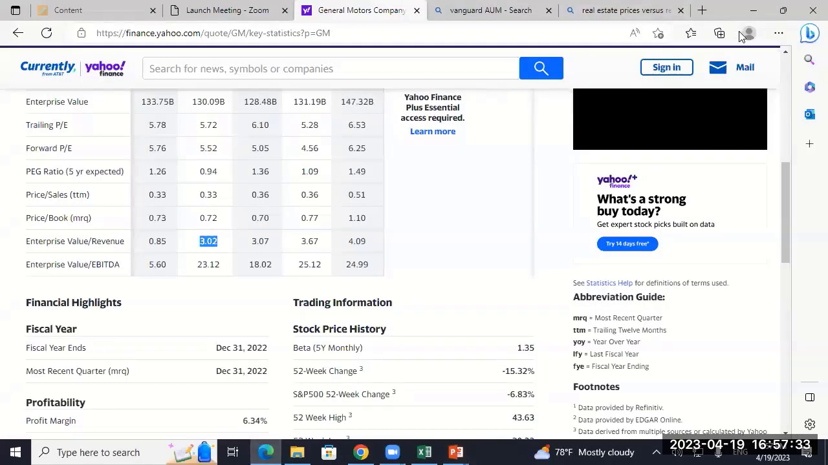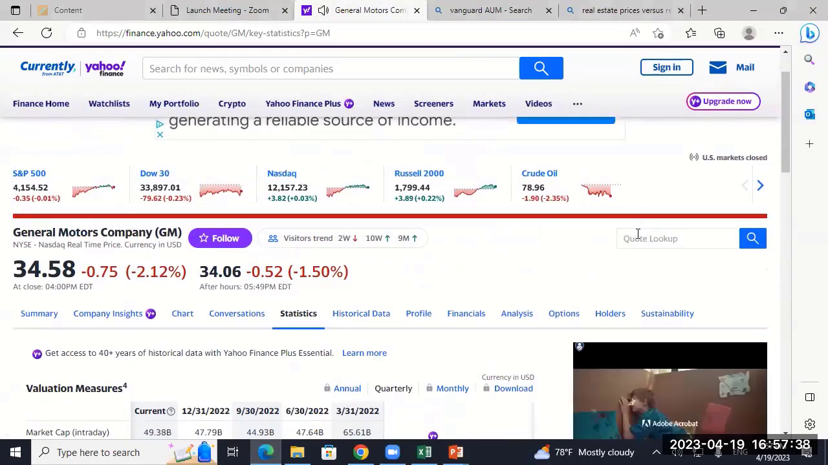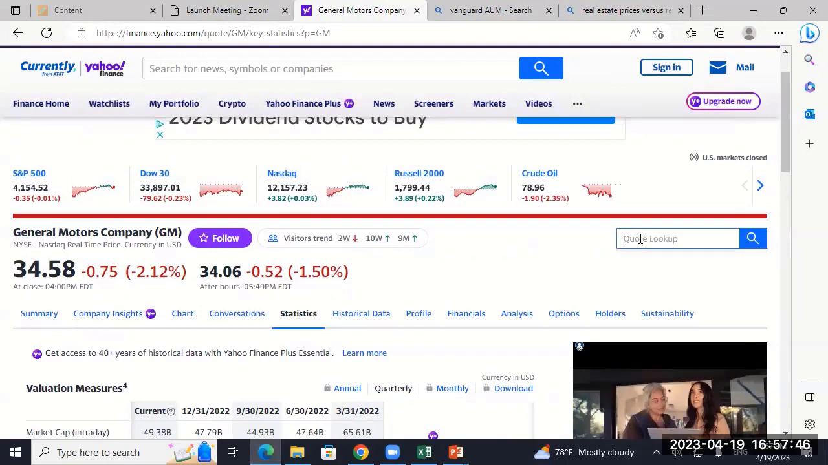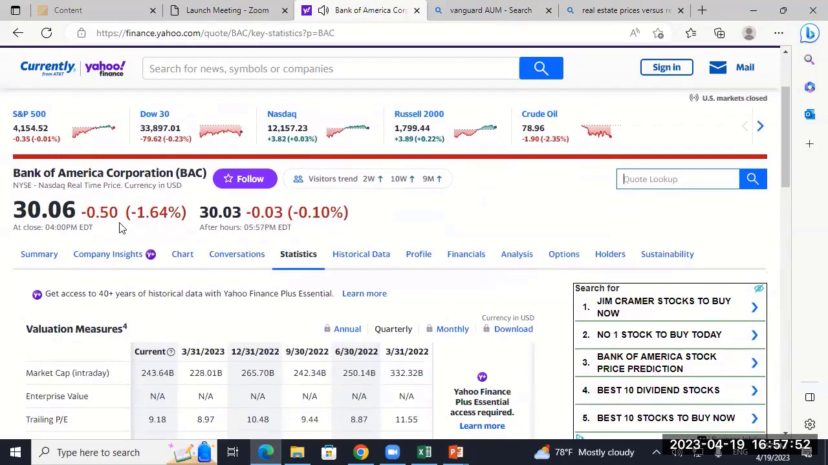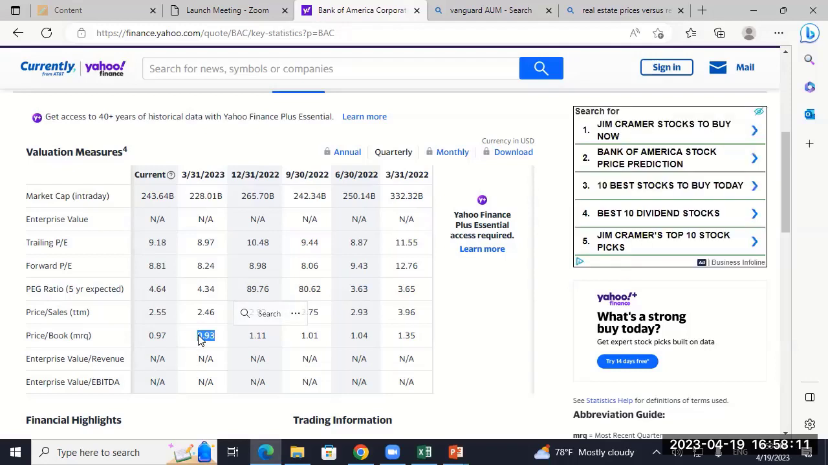Now, it's gotten strange. I grew up in a world where price to books for banks are supposed to be 2-1. That was my first 15 years of my career. If a bank's book value is $1 billion, the bank should be trading for $2 billion. So what is Bank of America trading for? They're less than a dollar.